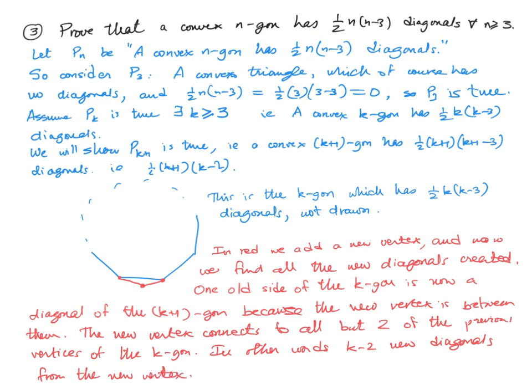Okay, so I'm going to have to go to the next page to finish this off. But my argument again was that whatever diagonals I had before are still there. And then I've created one new diagonal that connected the two previous vertices that used to be adjacent, now are no longer adjacent. And then the new vertex now connects to k minus 2 other vertices because it doesn't create a diagonal with the two now adjacent vertices, but all the other non-adjacent vertices it does connect to. So that's k minus 2 plus the extra 1. So it's a total of k minus 1 new diagonals.